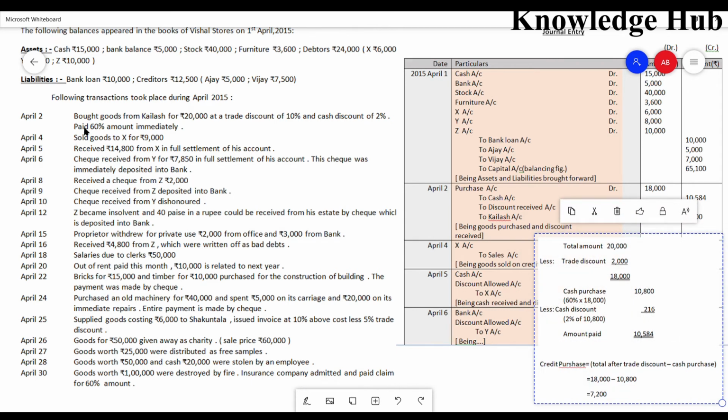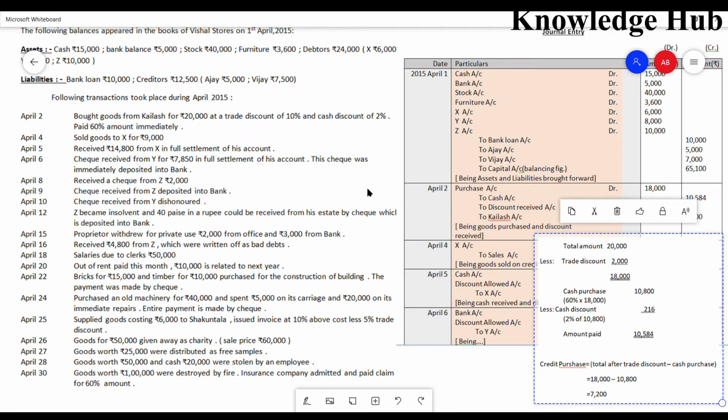The question reads, the goods have been bought at a trade discount of 10%. So the total amount of goods purchased was for 20,000. Now we need to deduct the 10% discount amount, that is a trade discount, which we receive at the time of the purchase itself. So deducting a 10% amount from 20,000 is an amount of rupees 2,000. After deduction, the balance stands at 18,000.